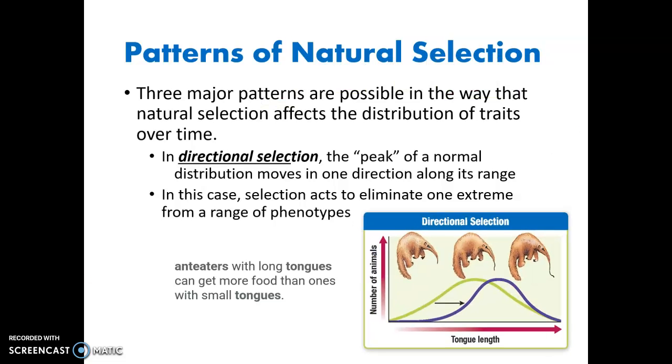The example that I'm going to give you is anteaters. If you take a look in the very beginning, we had anteaters that had short tongues, and then as time went on, the tongue length progressed and got longer, okay? That's because anteaters with longer tongues can get more food than anteaters that have shorter tongues. So over time, the population tended to lean toward the anteaters with the long tongues because they were able to get more food, and they were the ones that were able to survive. They were the ones that were able to reproduce, okay? So that is directional selection.